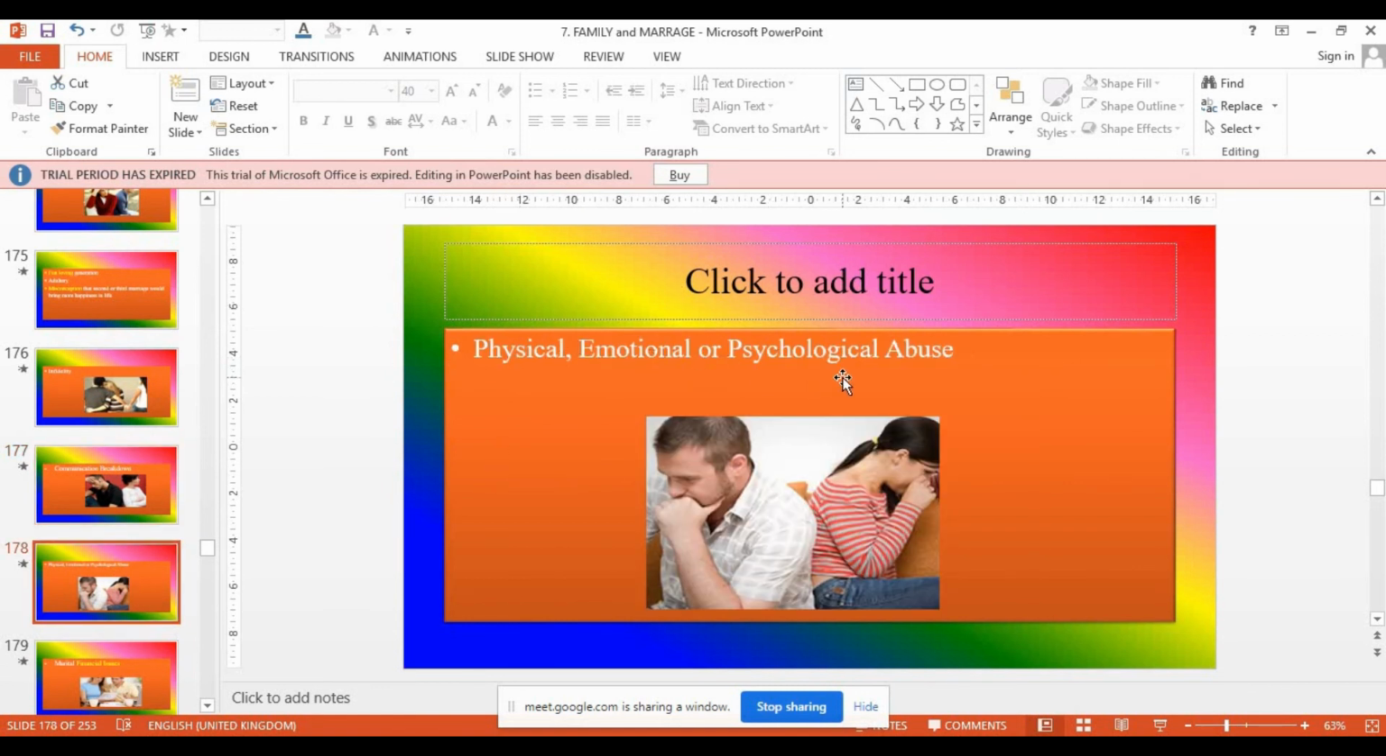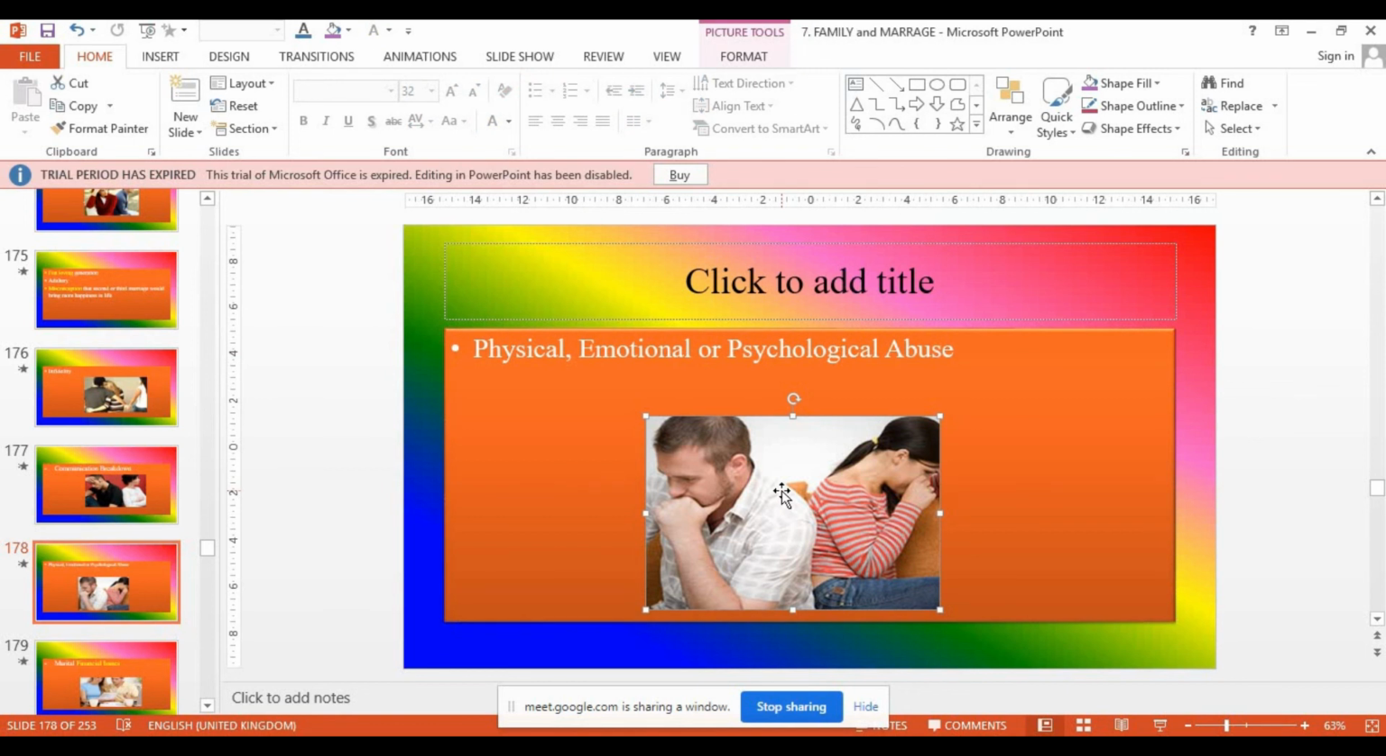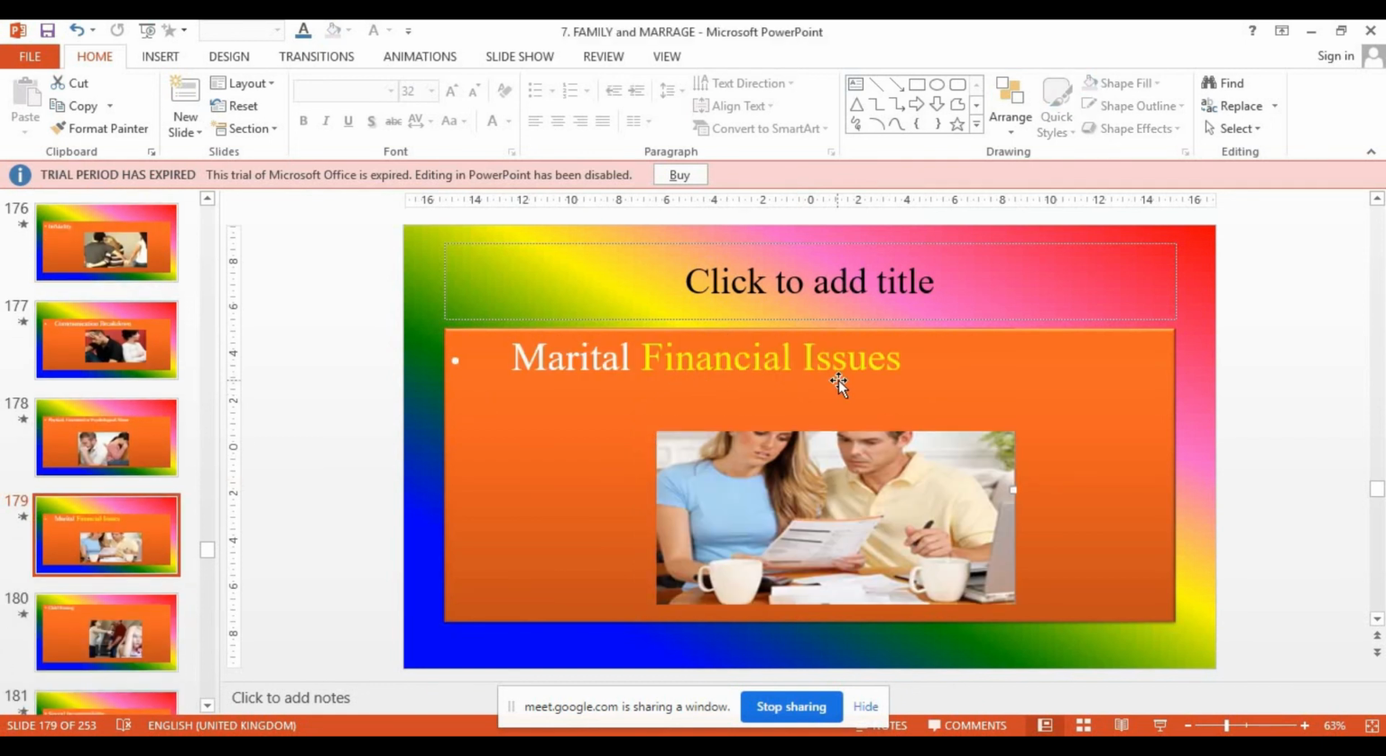Then physical, emotional, psychological abuse. Physical means wife beating, emotional means emotional threatening, psychological means negative influences, negative words, negative images, relationship, etc. Then marital financial issue. Students, this is a major area. Financial illiteracy. For example, if a family earns 10,000 or 15,000, 50,000 rupees, the husband and wife should plan the family finance together. But in many families, they do not plan together, which ends with divorce.